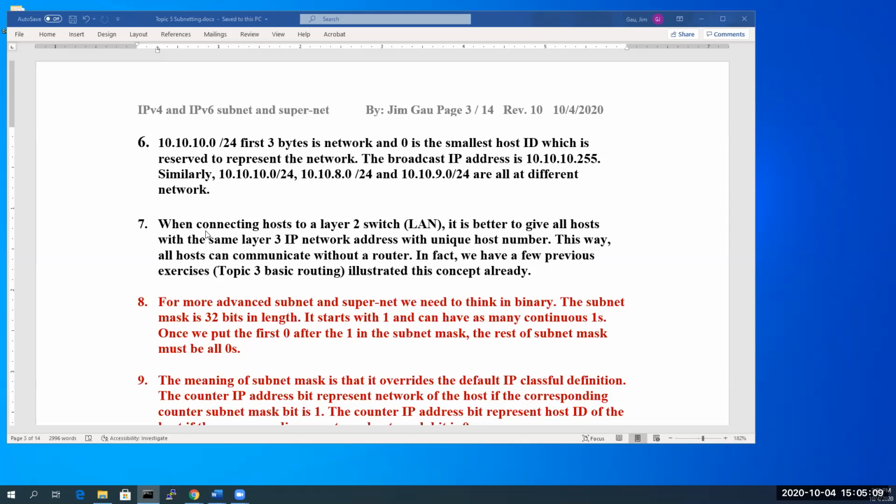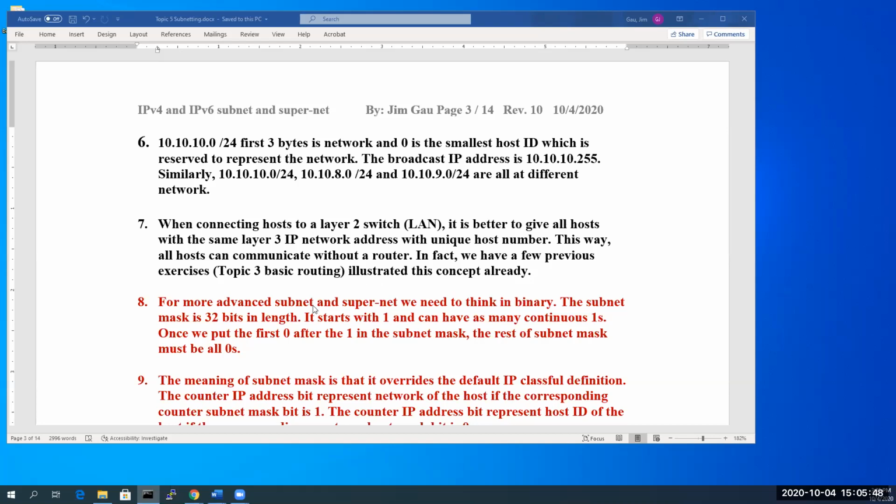Now, when we connect hosts to a layer 2 switch, it is better to give all the hosts the same layer 3 IP network address. And then you have to make sure that each host on that same network has the same network ID number, the same network portion number, and a unique host number. This way, all hosts can communicate without a router and without IP duplicate errors. And we did have an exercise a couple of weeks ago, topic 3, basic routing. If you can remember, you can go back there to review it to illustrate this concept.